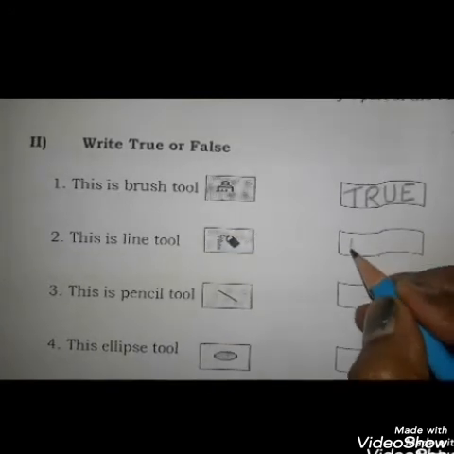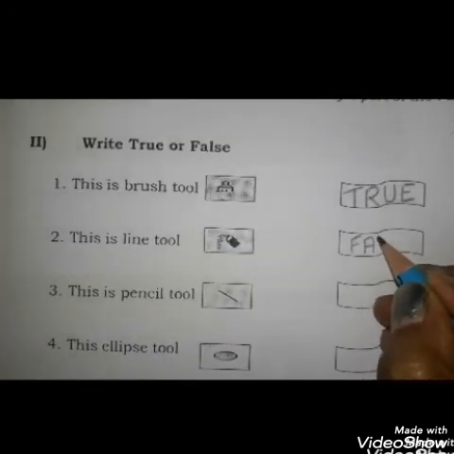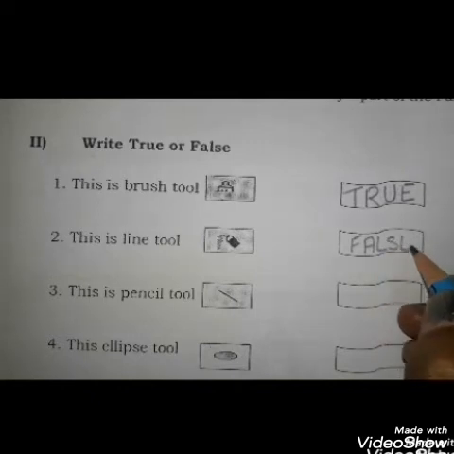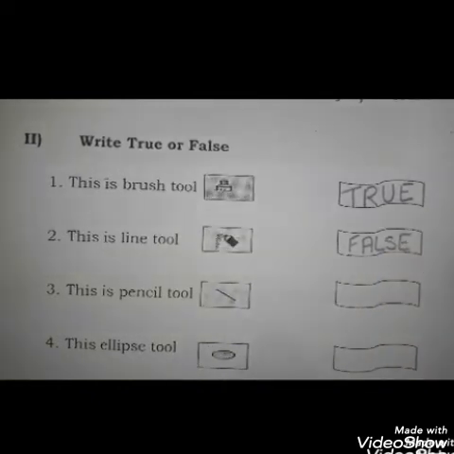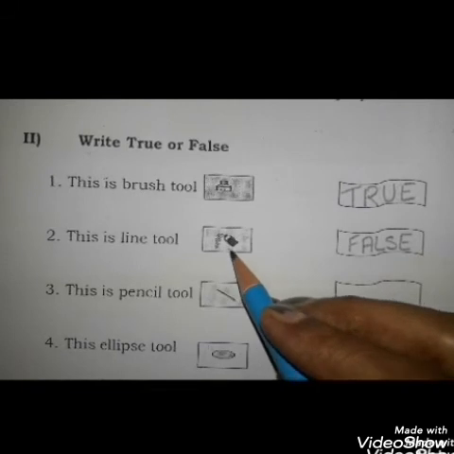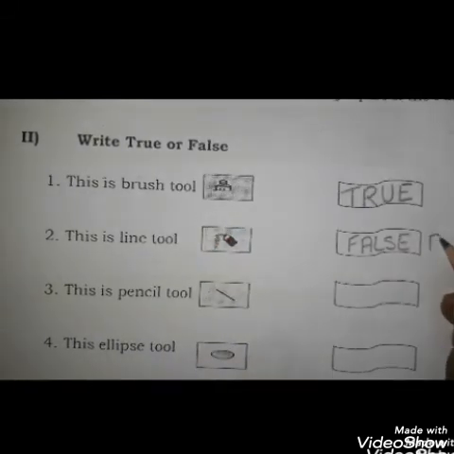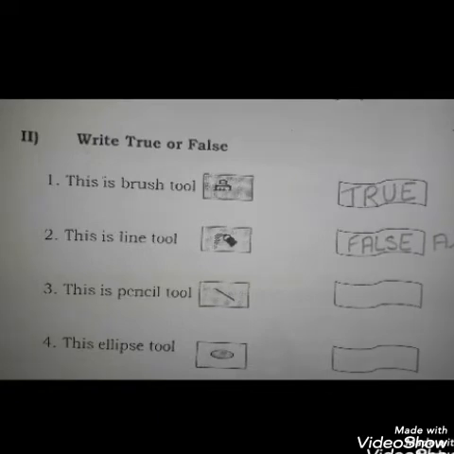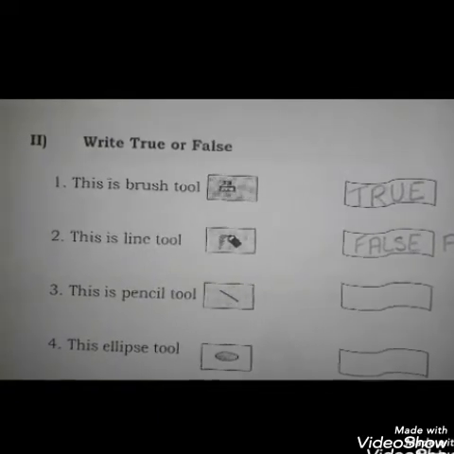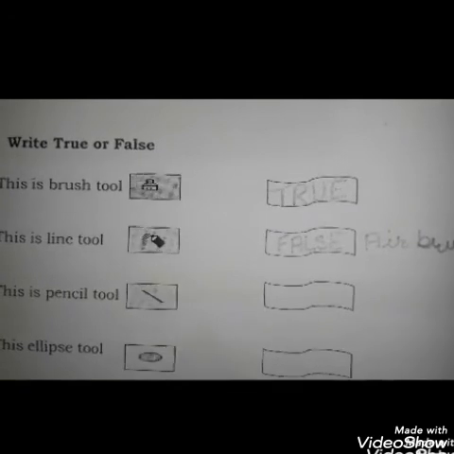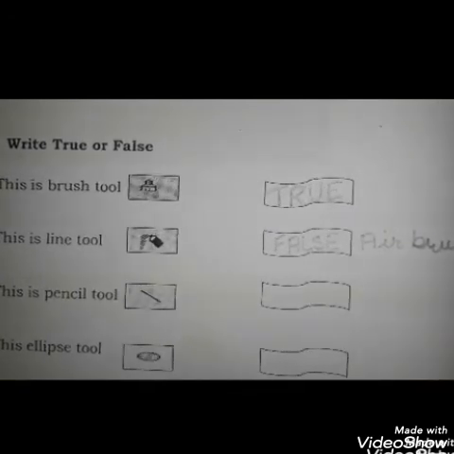So the answer will be false. Now see, in the previous lesson you have learned, if the answer is false, you have to write the correct one. So which is this picture? Airbrush. So besides just small, we will write airbrush. Okay, I will just zoom and show you. You can just write airbrush here.